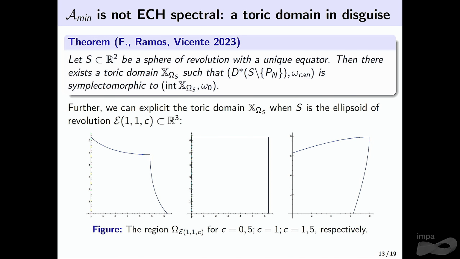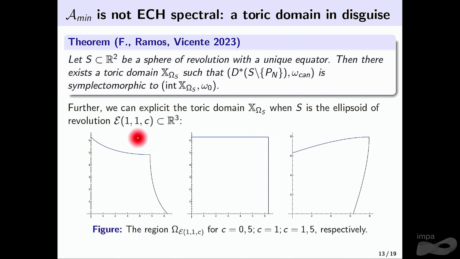So if C is lower than 1, the region is that funny region here, which is neither convex nor concave. And I think this was the first toric domain arising naturally or in an interesting way, not like you just draw it and say, oh, consider this toric domain. So this is really a thing. This is the ellipsoid, which is neither convex nor concave.